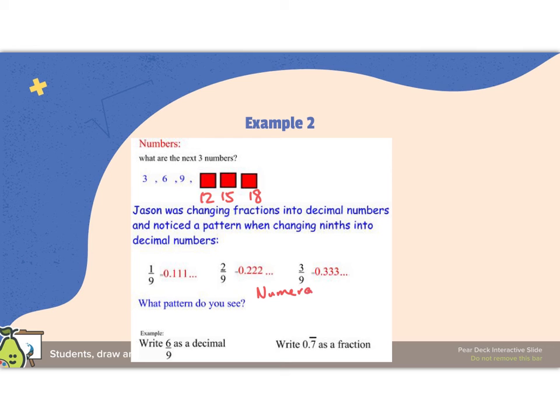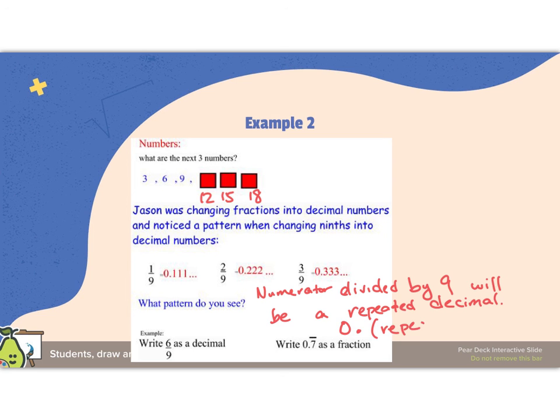Numerator divided by 9 will be a repeated decimal, 0 point, followed by a repeating numerator.